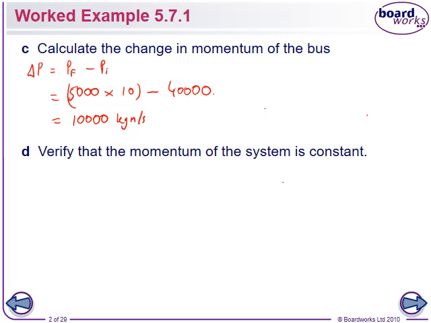Okay, verify that the momentum of the system is constant. So we need to verify that our initial momentum is going to be equal to our final momentum. So our initial momentum is made up of the momentum of the car plus the momentum of the bus, which is equal to our final momentum. Let's look at the final momentum of the car.